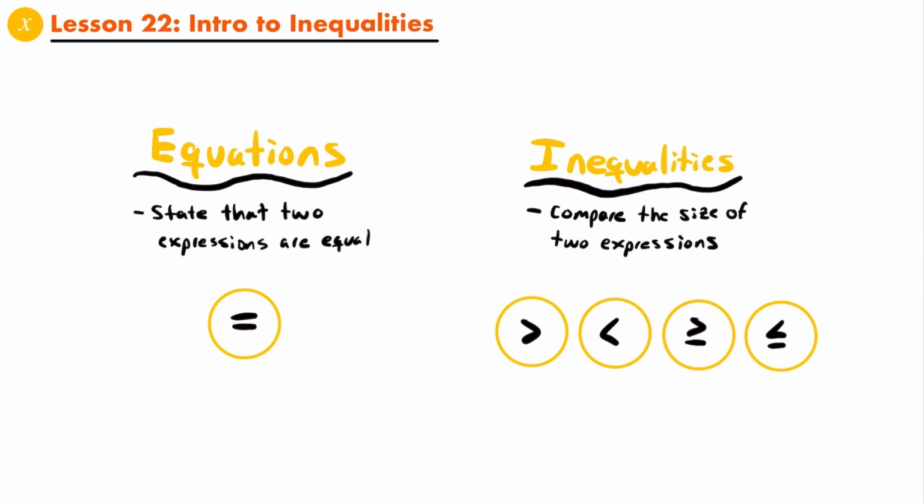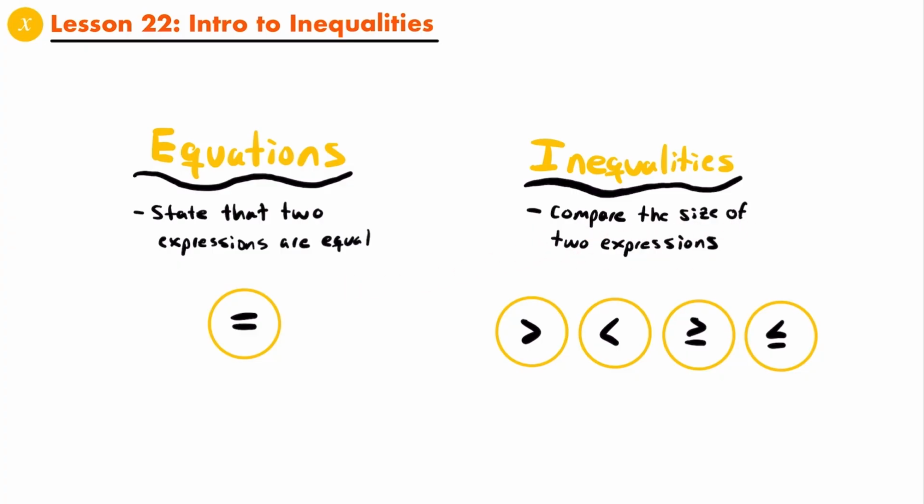But now what we're going to do is consider expressions involving these symbols right here, which perhaps you've seen before. The greater than symbol, the less than symbol, the greater than or equal to symbol, or the less than or equal to symbol. When any of these symbols are contained within an expression, it is called an inequality. And unlike equations, inequalities do not state that two expressions are equal, at least not exclusively, but rather they compare the size of two expressions.